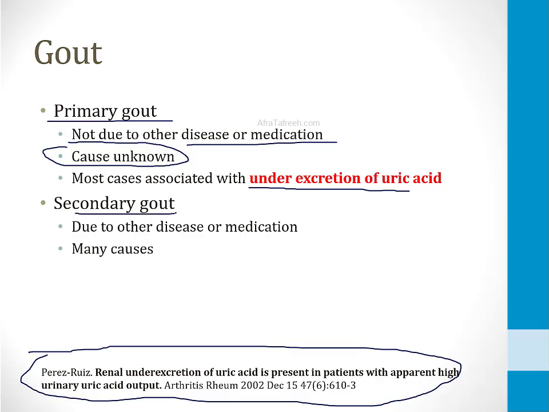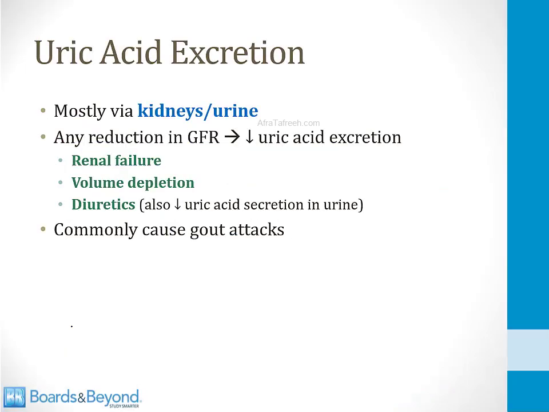Secondary gout, on the other hand, is caused by a disease or medication, and there are many causes of secondary gout. In other words, there are many drugs or medical conditions which predispose patients to developing secondary gout. Most patients who develop gout attacks have hyperuricemia, and hyperuricemia can occur if uric acid is overproduced or if it's underexcreted. And as I told you on the last slide, many cases of gout are associated with underexcretion of uric acid. So let's talk about uric acid excretion now.